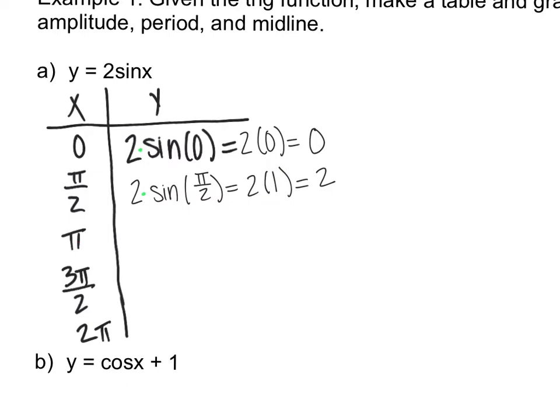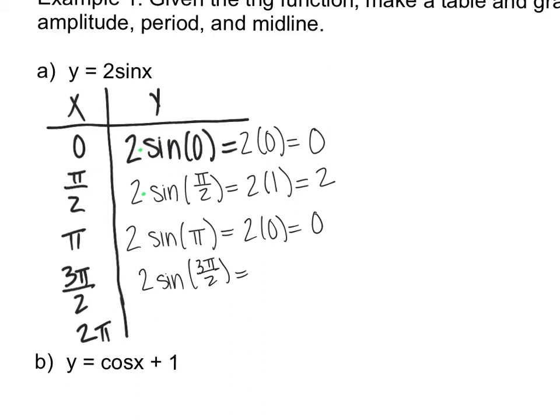The next one here is going to be plugging in pi. So sine pi, well, if you look at the unit circle at pi, the sine value is also 0. So this is going to be 0. Sine of 3 pi over 2 is negative 1 for the y value. So this is going to be negative 2. And then we're going to go all the way back to 2 pi. So sine of 2 pi is 0. 2 times 0 is 0.